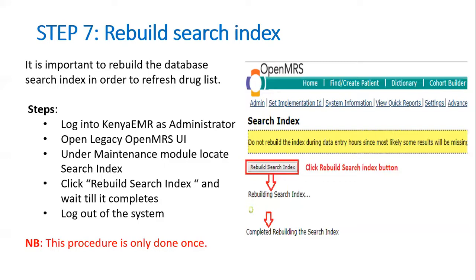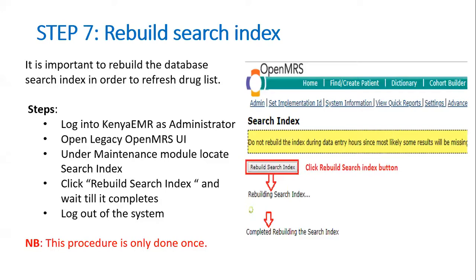We log into KenyaEMR normally, but of course, as an administrator. Then you go to the administrator tab, open legacy OpenMRS UI, then under maintenance module, locate the search index link. As shown on the screen, you can see there's a button there, rebuild search index. So all you need to do is to click on this and then sit and wait so that the search index can be rebuilt. It will take a few minutes, maybe 2 to 5 minutes.